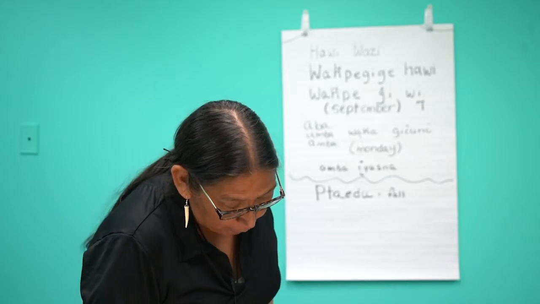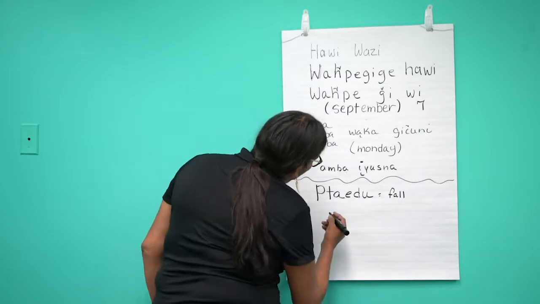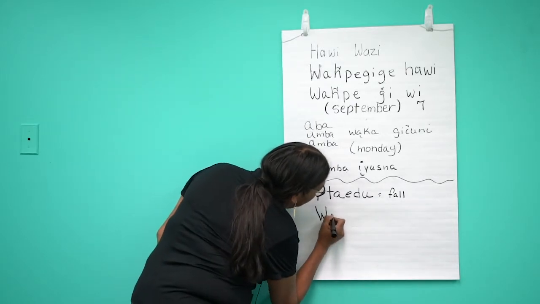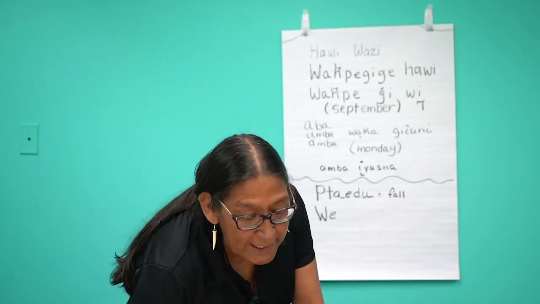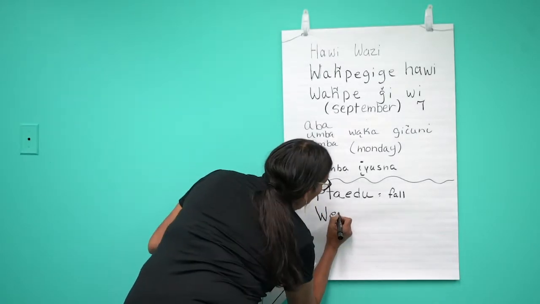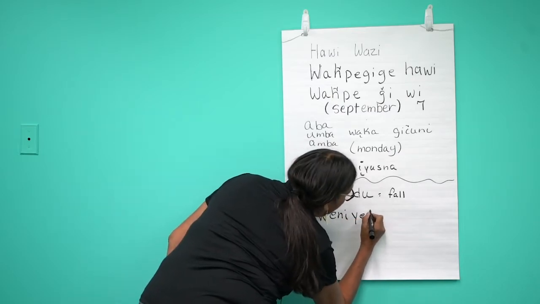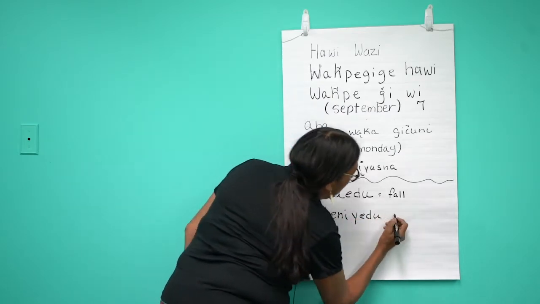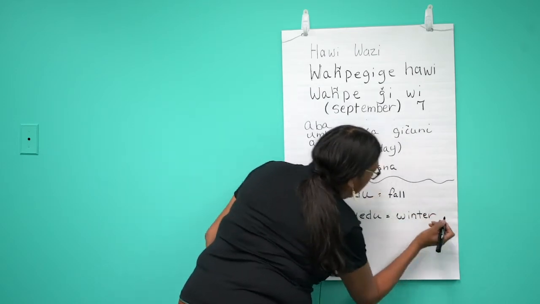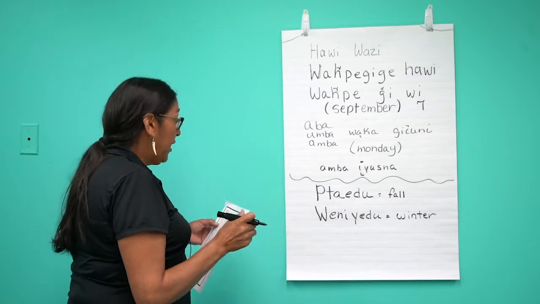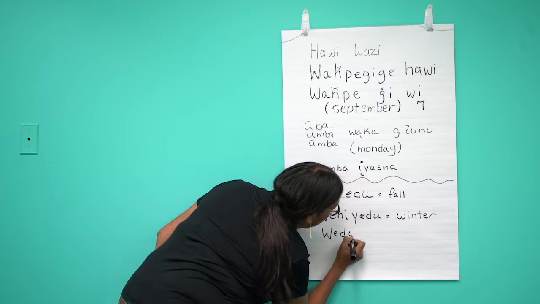We have winter, which is coming now, which is coming right after, and I practiced this morning, I knew I was going to mess up that. Wani yedu. See it? Wani yedu. And that is winter. Spring? Wani wedu? Weduha. Spring is here.